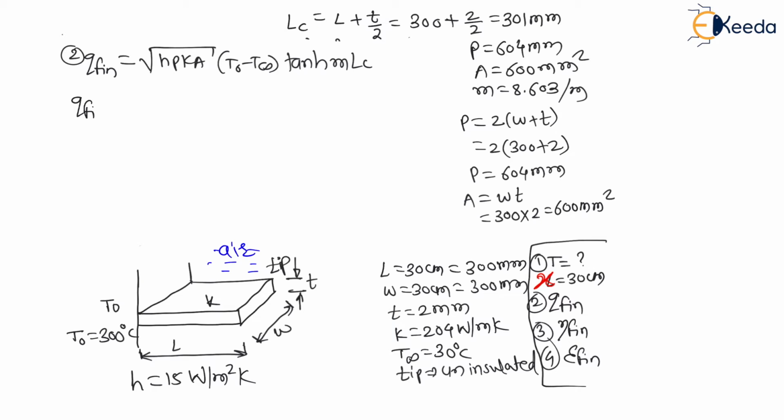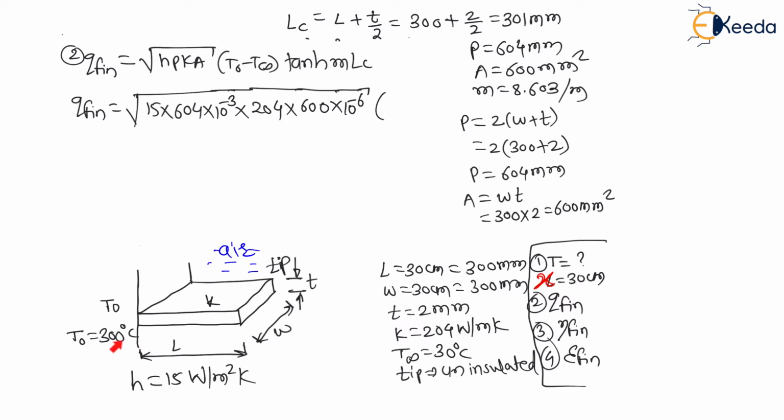Therefore, heat transfer through this fin will be equal to the square root of h, which is the convective heat transfer coefficient, 15, into the perimeter, which we have calculated as 604 mm. Converting to meters, the perimeter becomes 604 into 10 to the power minus 3, into thermal conductivity k, which is given as 204, into the area we have calculated, 600 mm square. Converting to meter square, we multiply with 10 to the power minus 6. This is the square root term, into T naught.